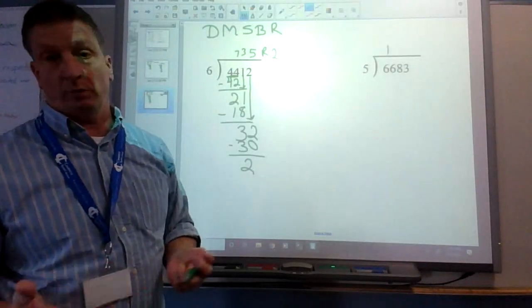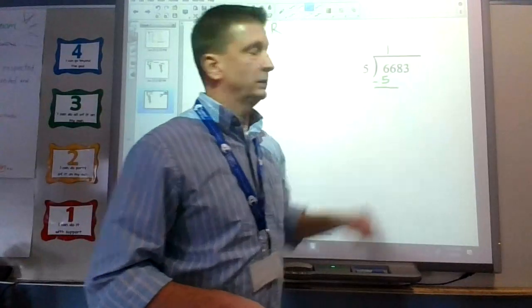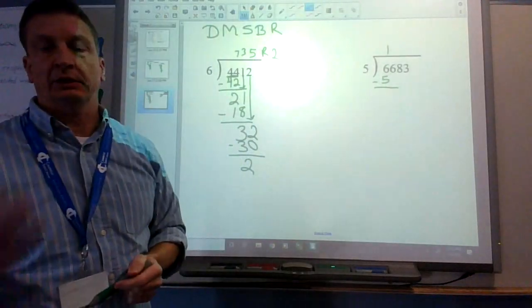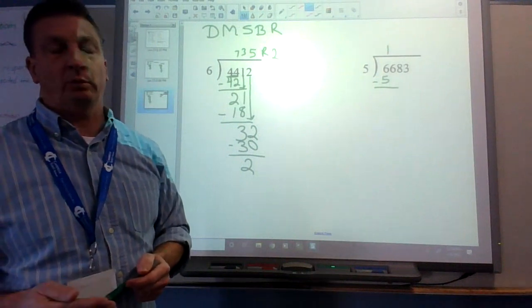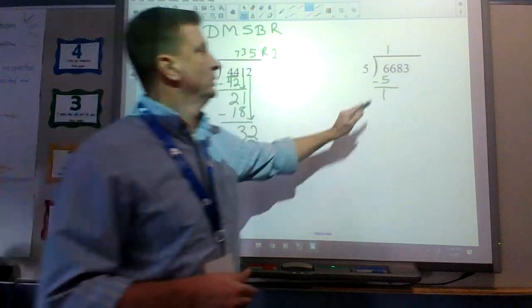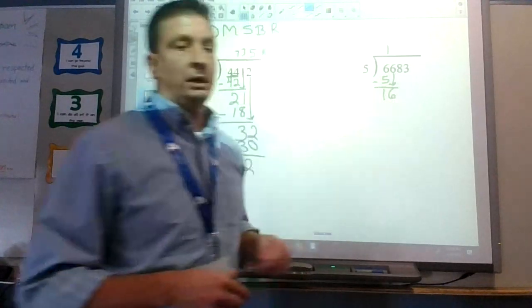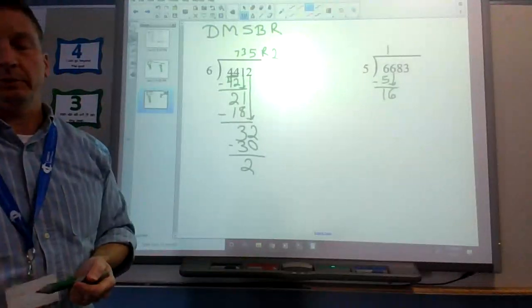So now I'm going to multiply. 1 times 5 is 5. Sister, subtract. 6 subtract 5. That would be 1. And brother, bring down. So I'm going to draw my little arrow to remind myself to bring it down. And Rover, repeat. So I'm going to repeat the process.